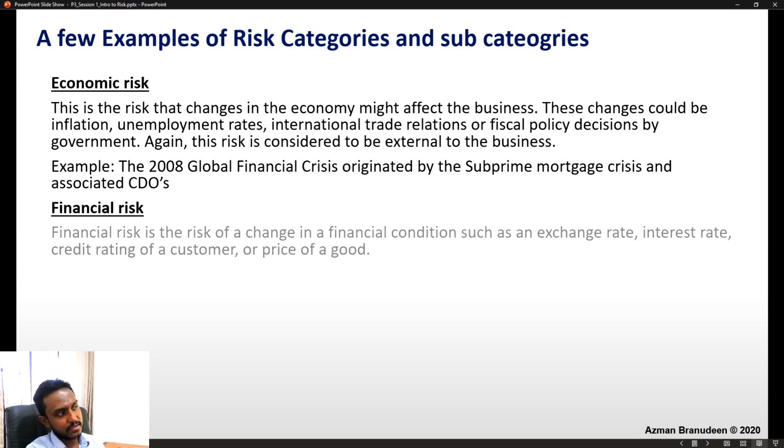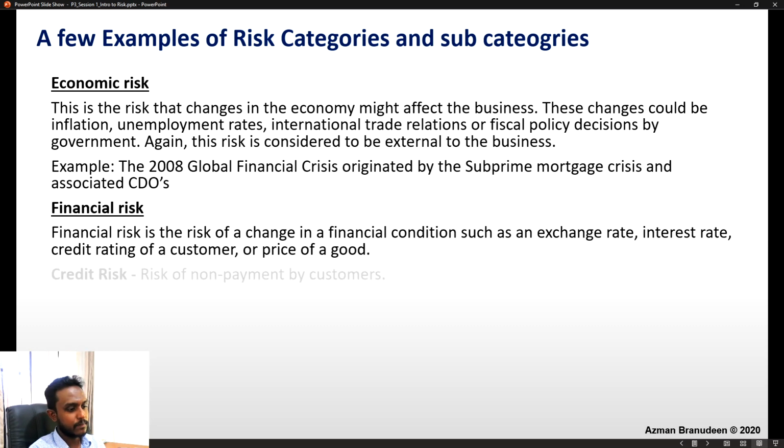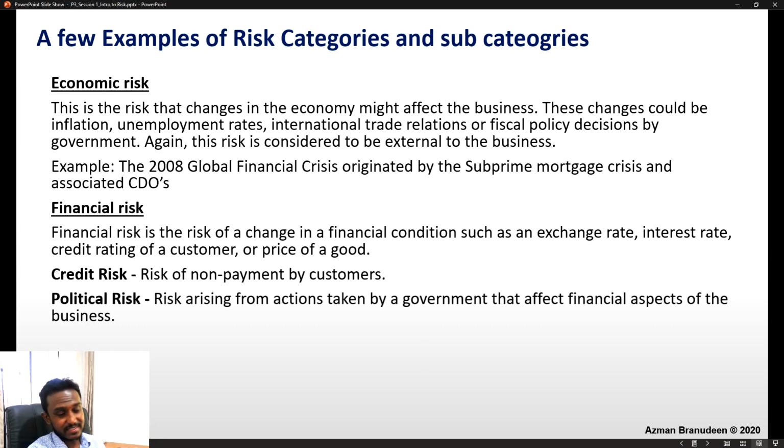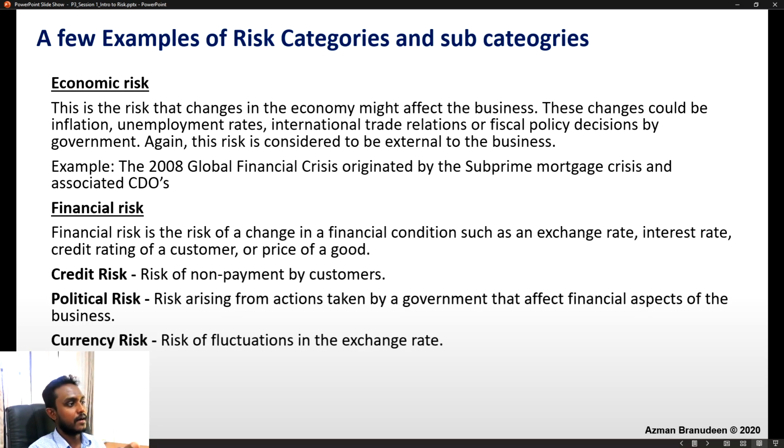Then you have financial risk. Financial risk is the risk of a change in a financial condition, such as an exchange rate, interest rate, or the credit rating of a customer, or even the price of a good. Credit risk, that is the risk of non-payment by customers. Political risk, within financial risk, is the risk arising from actions taken by a government that affect the financial aspects of the business. Currency risk and interest rate risk.